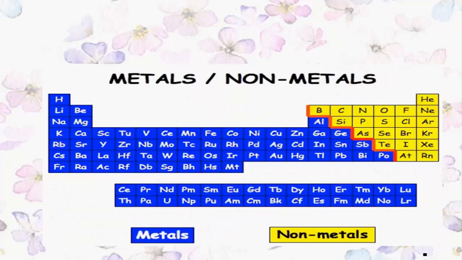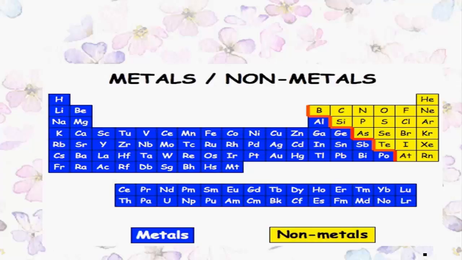So let's come to the periodic table, now the arrangement of the metals and non-metals. We know that when we move from left to right, we move from metals to non-metals, and when we move from top to bottom in a group, we move from lower metallic property to higher metallic property.